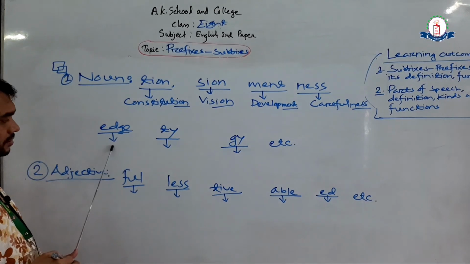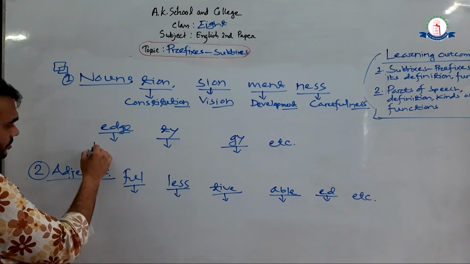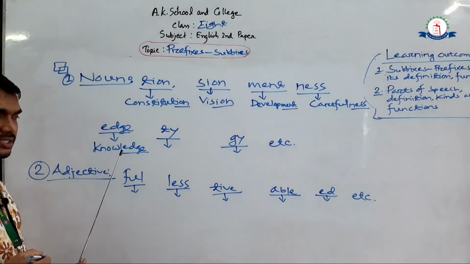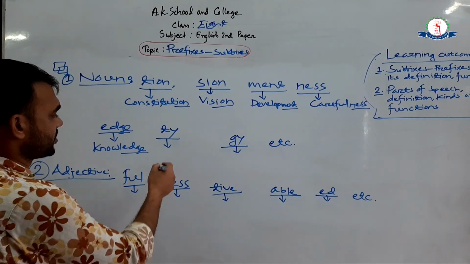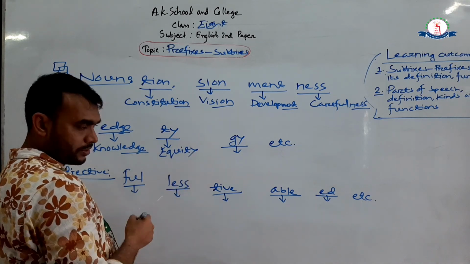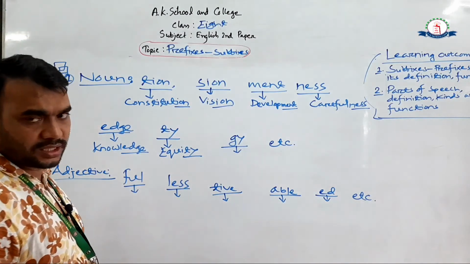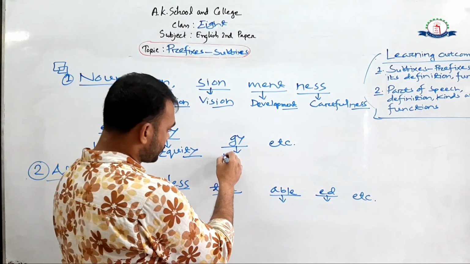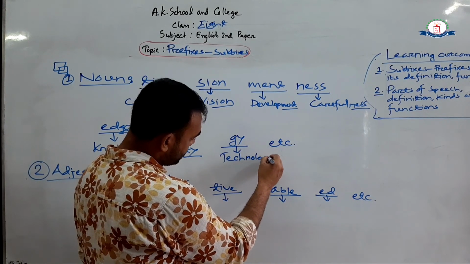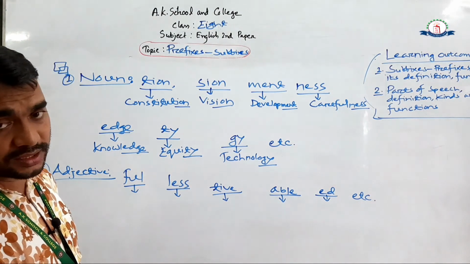In this example, you look, I have written EDGE. So here the noun will be knowledge. So EDGE makes it a noun. Here TY. So here equity is the word, and these two letters TY make it a noun. Here GY, so I will make it a noun. Technology. So here GY makes it a noun. Okay? You just see and try to understand.